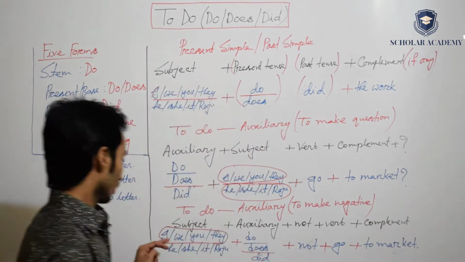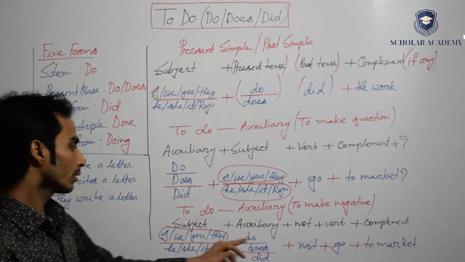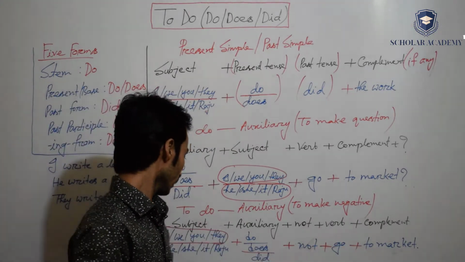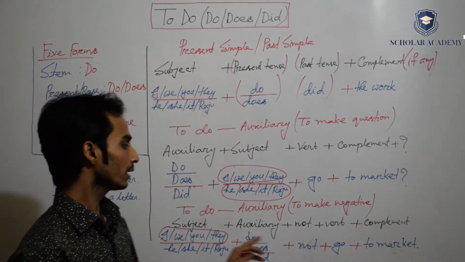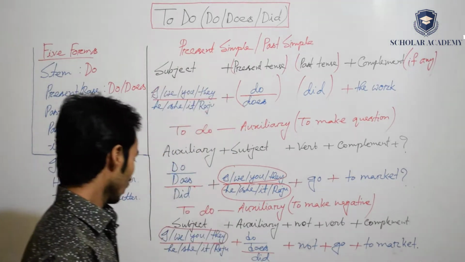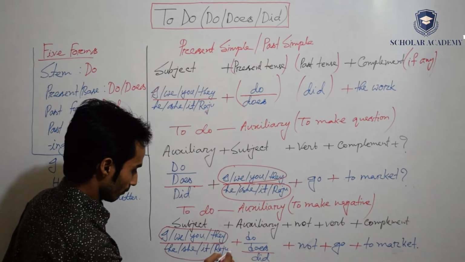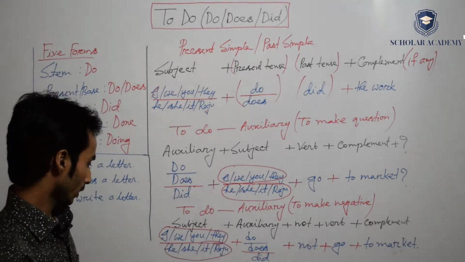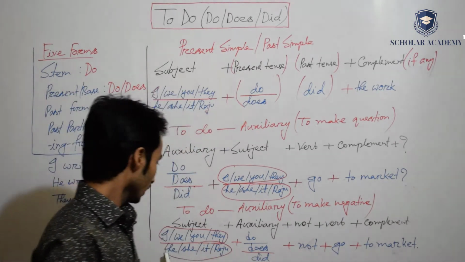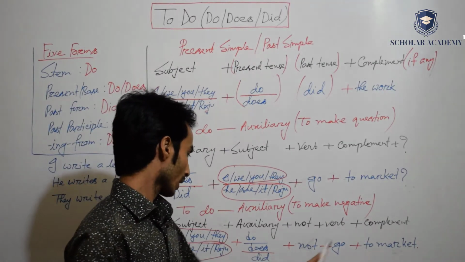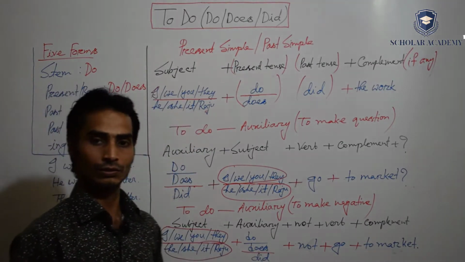Then the sentence will be, I do not go to market, we do not go to market, you do not go to market, they do not go to market. But if the subject is he, she, it, Raju, then the sentence will be, he does not go to market, she does not go to market, it does not go to market, Raju does not go to market.